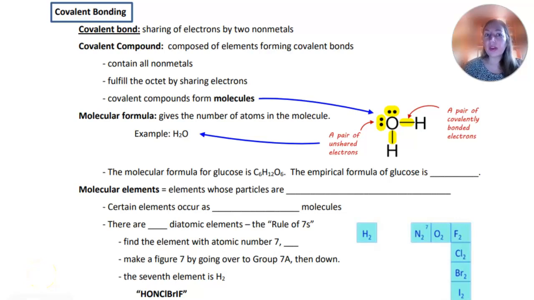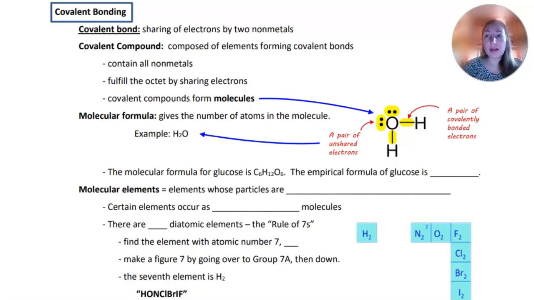This video is all about covalent bonding. Covalent bonding is the sharing of electrons by two nonmetals. So a covalent compound is composed of elements that like to form covalent bonds. Covalent compounds contain all nonmetals. They fulfill the octet rule by sharing their electrons rather than giving and taking.